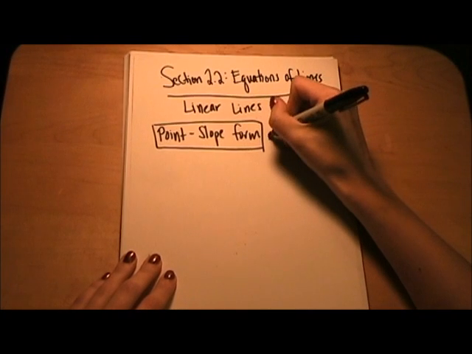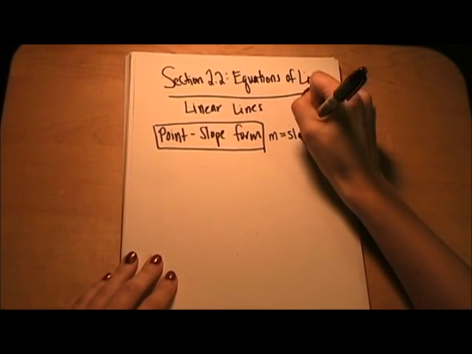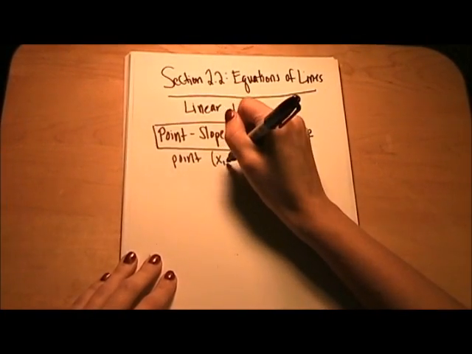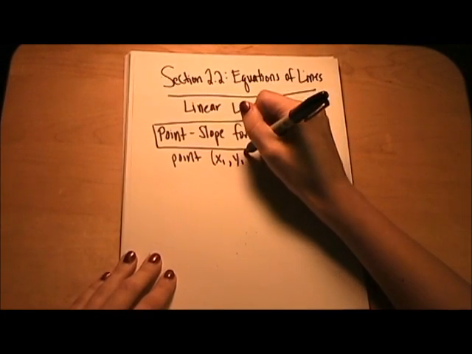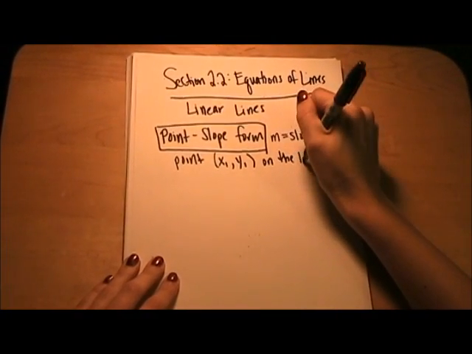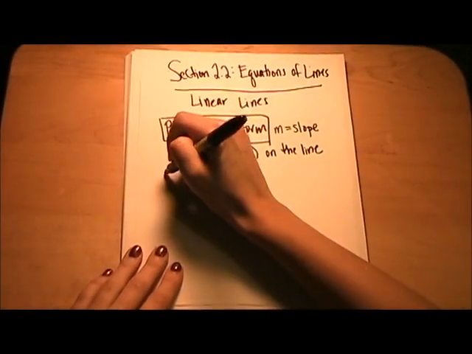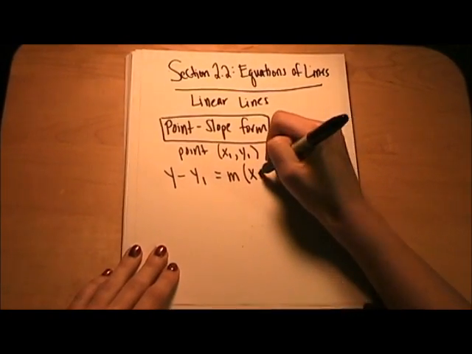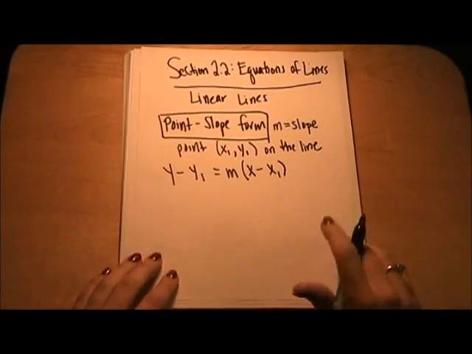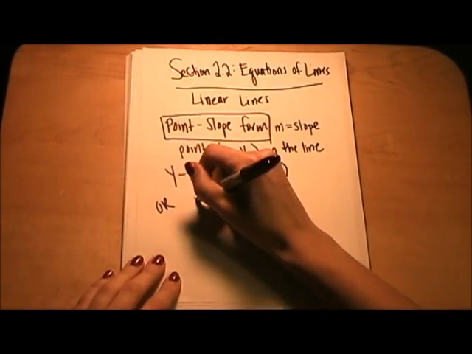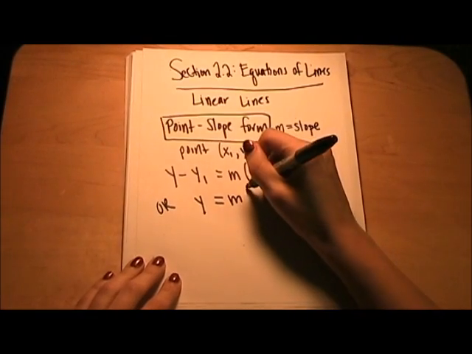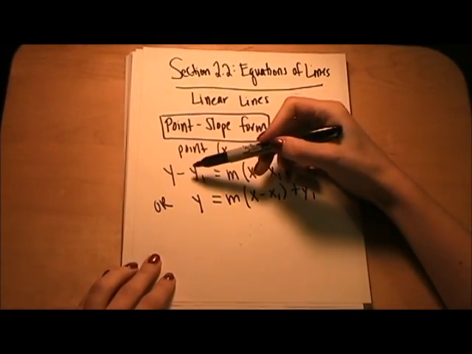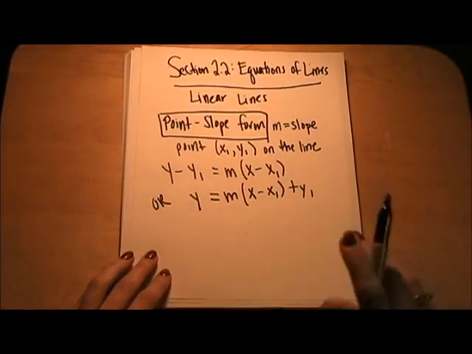Point slope form, we have m, which remember is slope, and then we have a point x1, y1 on the line. The equation is y minus y1 equals slope m times x minus x1. Or sometimes it's written y equals m times x minus x1 plus y1. We just added over the y1 value to the other side of the equal sign.